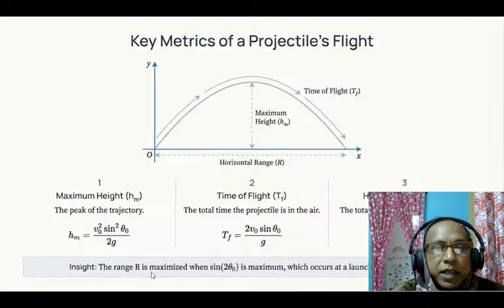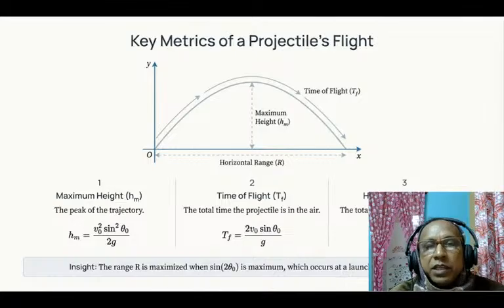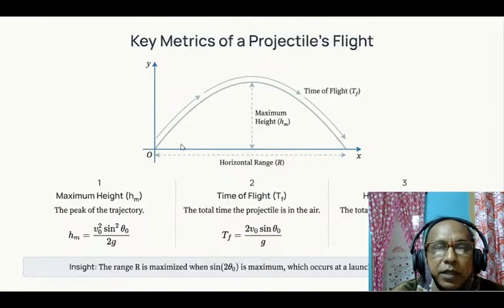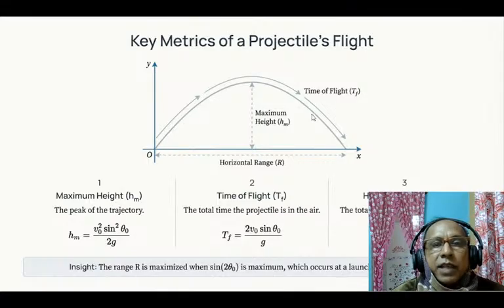Insight: the range R is maximized when sin 2 theta0 is maximum, which occurs at the launch angle theta0 of 45 degrees. If this angle is 45 degrees, then the range will be maximum. So athletes throw a ball or javelin at an angle of 45 degrees to reach the maximum range.